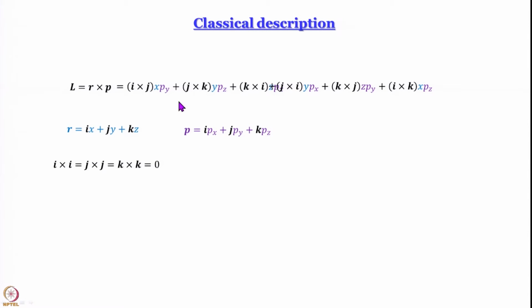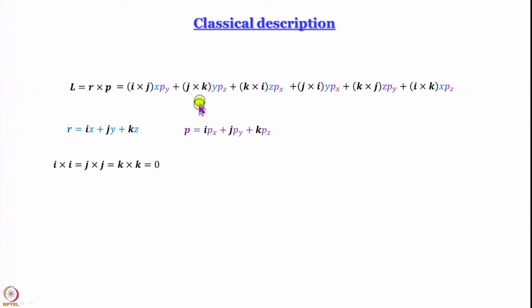Maybe I will just correct this for you, otherwise it is difficult to see. Okay, that is much better. So, I have i cross j x py plus j cross k y pz plus k cross i z px plus j cross i y px plus k cross j z py plus i cross k x pz, 6 terms.